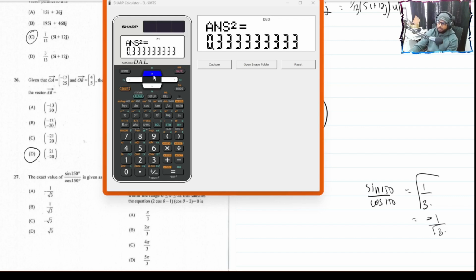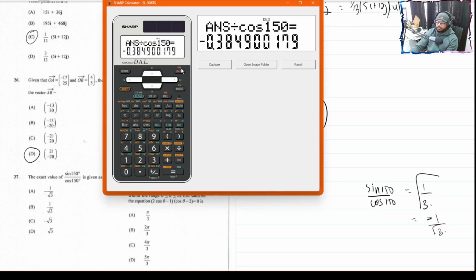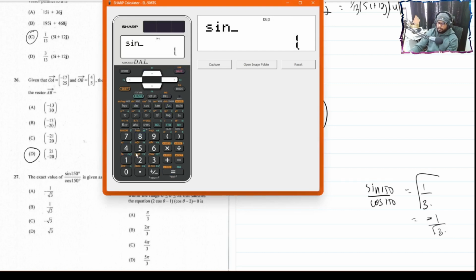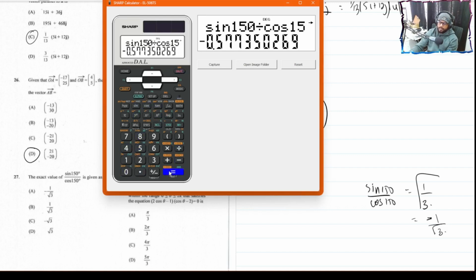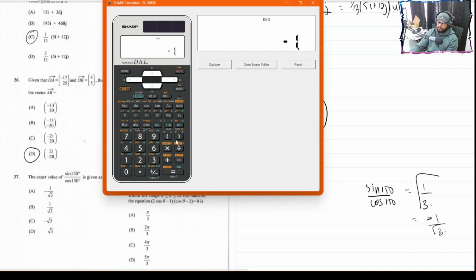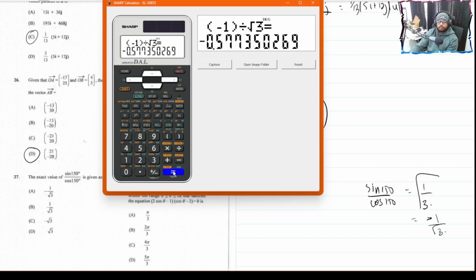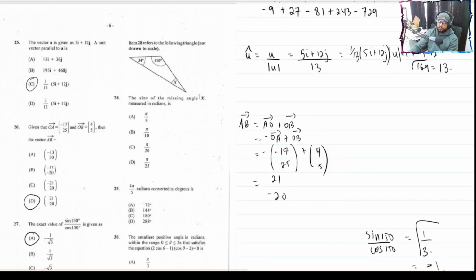Or another thing you can do, sine 150 divided by cos 150 is minus 0.577. Check and see what minus 1 on root 3 is. Minus 0.577. You can check what 1 on root 3 is, minus root 3 and positive root 3, and see which one gives you the exact same value as sine 150 over cos 150. Now by me explaining it, yes, I will take a little bit longer, but doing this in an exam, it's going to take you less than a minute to do a question.